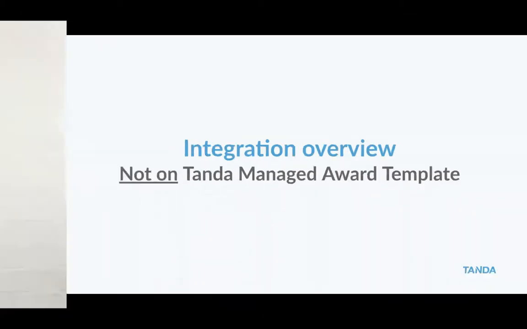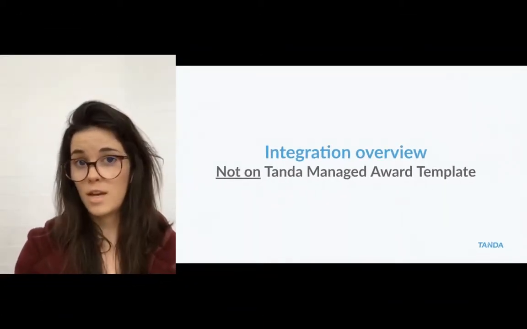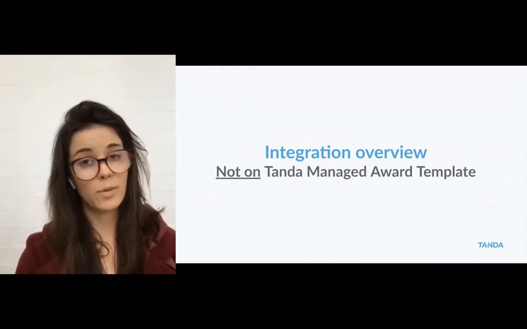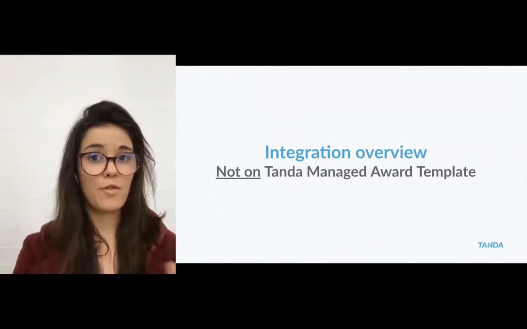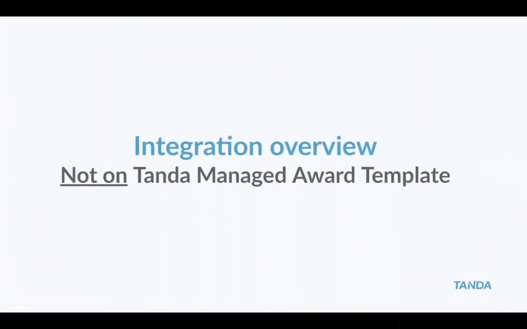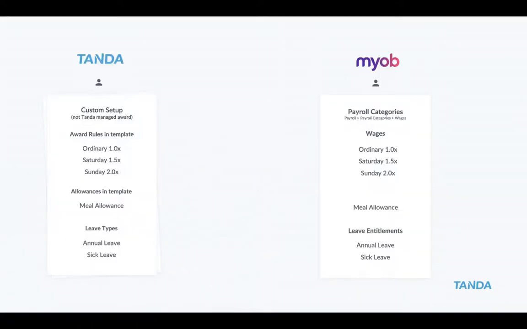Now, the next way is you're not on a Tanda managed award, so either you're on a completely custom setup like an EBA, or possibly you're on an award template, but you might have a few custom allowances and things like that. This next section applies to you. So unlike when you're on a template, when you click a button and we sync everything across, if you're custom, you basically have to make sure that you link everything back in Tanda.